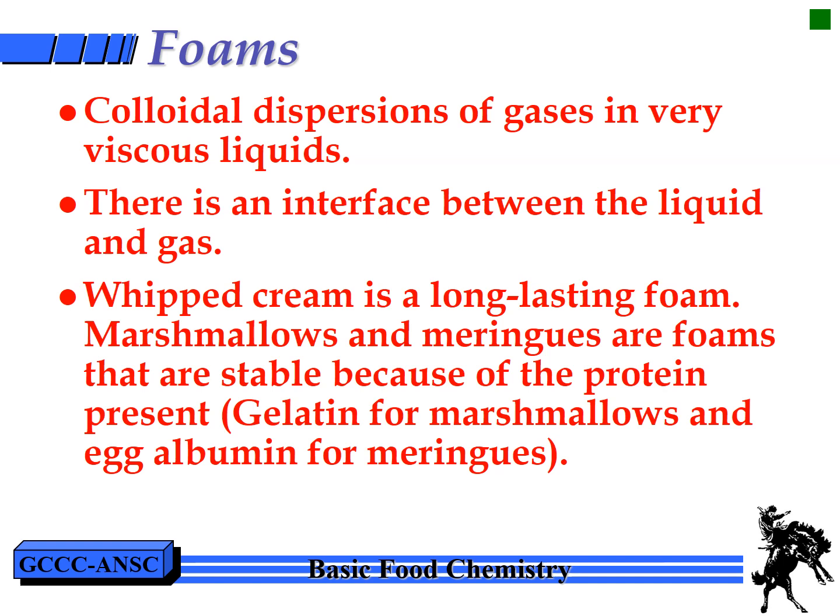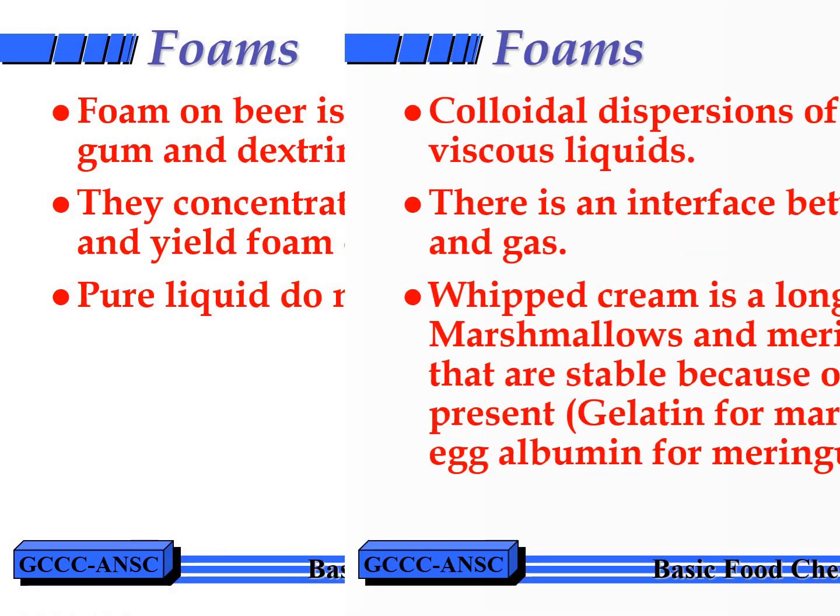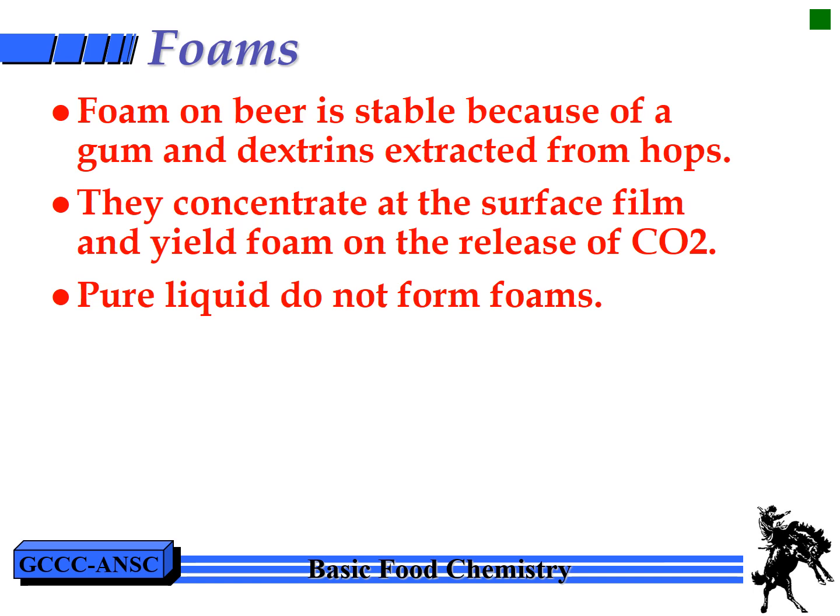Marshmallows and meringues, they're foams, but they're stable because of the protein that's present, usually a gelatin for marshmallows, and if you have egg albumin, so the egg white that's in a meringue, the protein there allows for stability of that foam. Think about when you pour a glass of beer and you have foam, what they call the head on it. That actually is pretty stable because of gums and dextrins that are extracted from hops used in the brewing process. They concentrate at the surface film and then yield the foam and release the carbon dioxide. But a pure liquid will not form a foam, so definitely something to know.